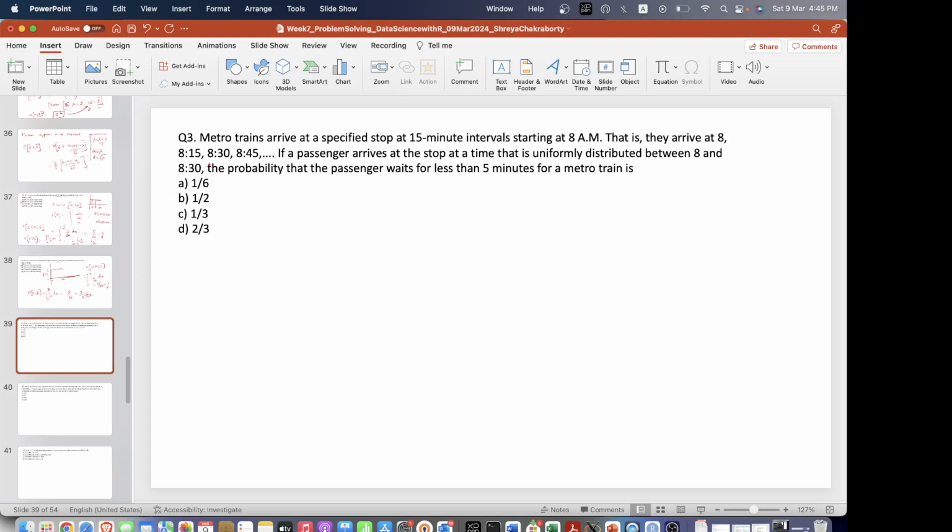So here they are saying metro trains arrive at a specified stop at 15 minute intervals starting from 8 am. That is, they arrive at 8, 8:15, 8:30, 8:45. If a passenger arrives at the stop at a time that is uniformly distributed between 8 and 8:30, what is the probability that the passenger waits for less than 5 minutes for a metro train? Okay.